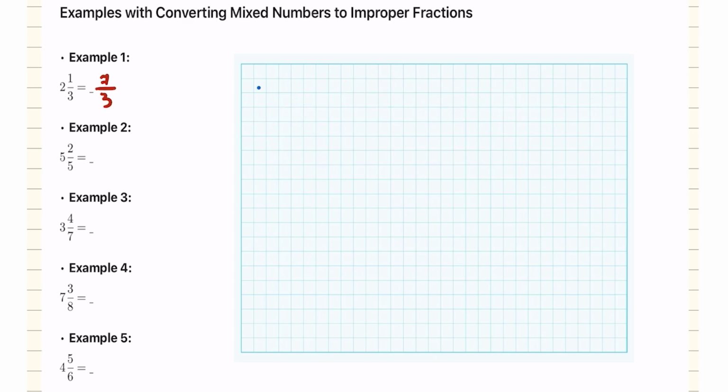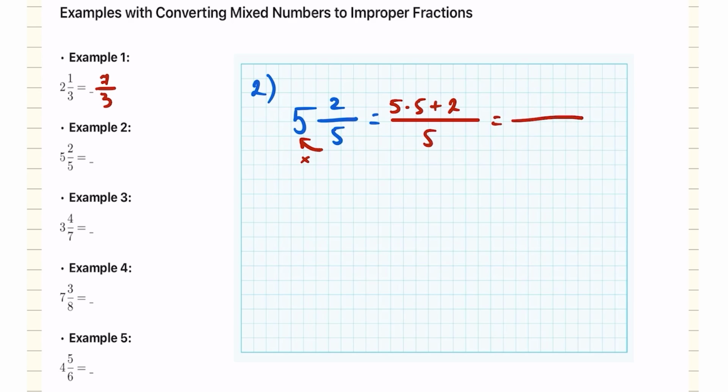Now the second example. We have 5 and 2 over 5 equals. We also multiply 5 by 5. 5 times 5 plus the numerator, the top part 2, and the denominator stays the same. Then we simplify this. 5 times 5 is 25 plus 2 over 5. This is equal to 27 over 5, and that's the answer. It's really that easy.